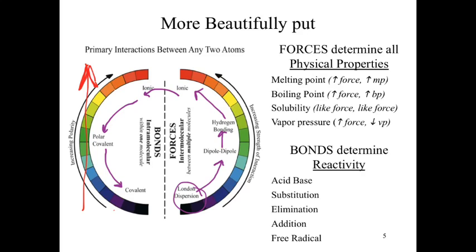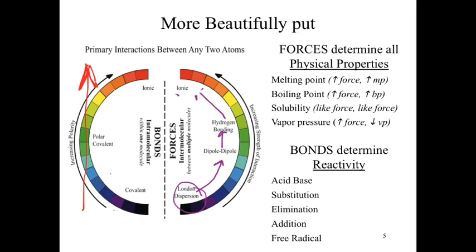Okay? So our strength of interaction actually does fall around the full circle. The polarity of our bonds goes just vertical straight up. Okay? And why is this important? Well, we can look at melting points. We can look at boiling points. We can look at solubilities and vapor pressures. All of those physical properties are dependent on the forces.